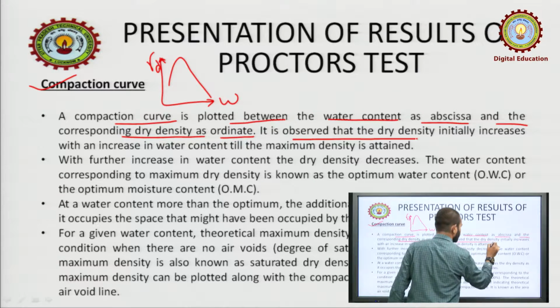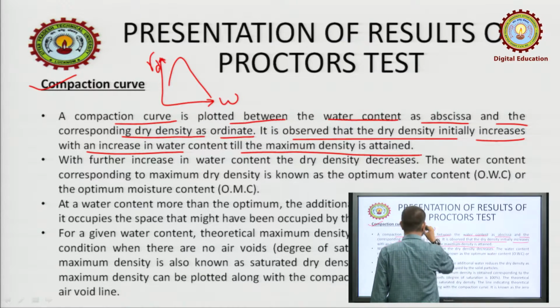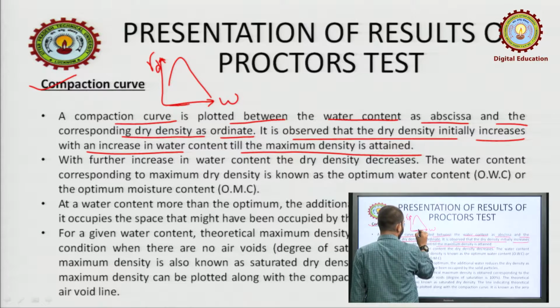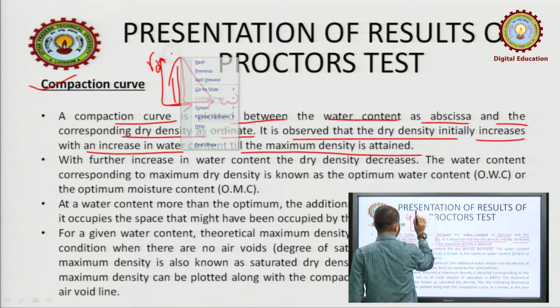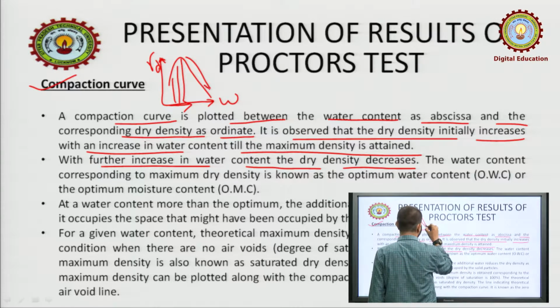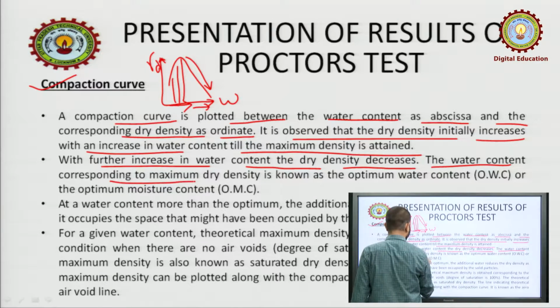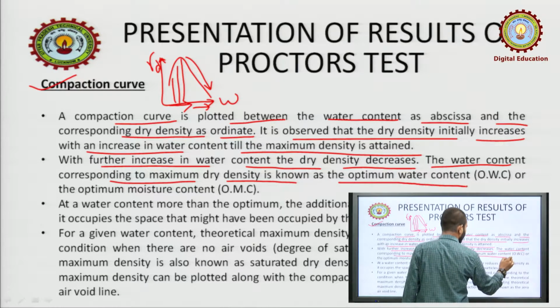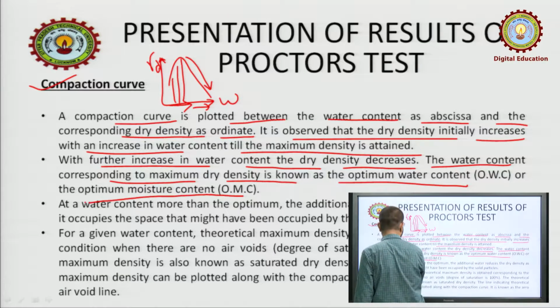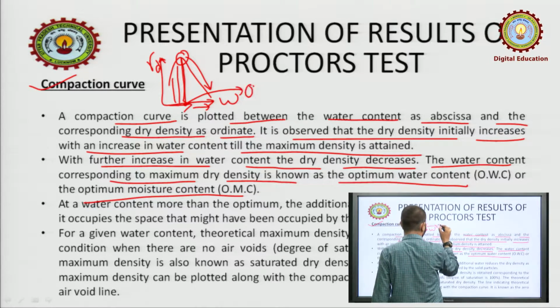Okay, it is observed that dry density initially increases with an increase in the water content till the maximum dry density, means as I have shown you roughly. First of all, with the increase in the water content, see this is increasing. Dry density is increasing up to a maximum level. With further increase in the water content, dry density decreases. This you can see, this is now decreasing. We have increased further, now it is decreasing. The water content corresponding to maximum dry density is known as optimum moisture content or optimum water content. Okay, OMC or OWC. Corresponding to this, the water content which we will be getting here is known as OMC or OWC.